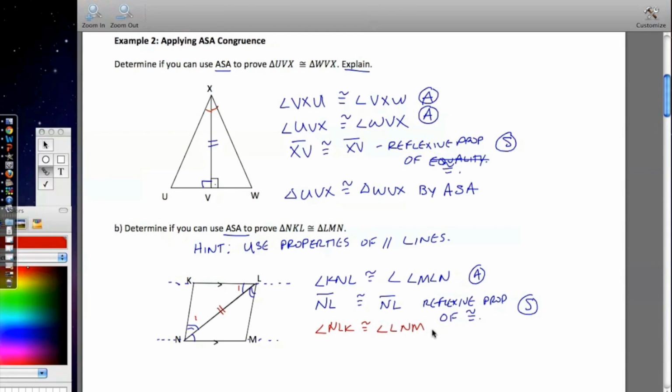You see how this works. So that's my angle. So I can say that triangle NKL is congruent to triangle LMN by the angle side angle congruence postulate.